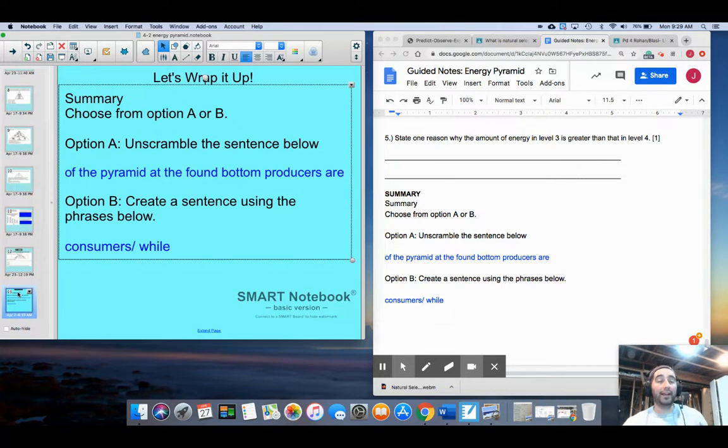For the summary, you have an option. You're going to choose from option A or B. Option A, you're going to unscramble the sentence below, or you have option B, you're going to create a sentence using the phrases below. So if you choose option B, you're going to create a sentence that makes sense using the words consumers and while.